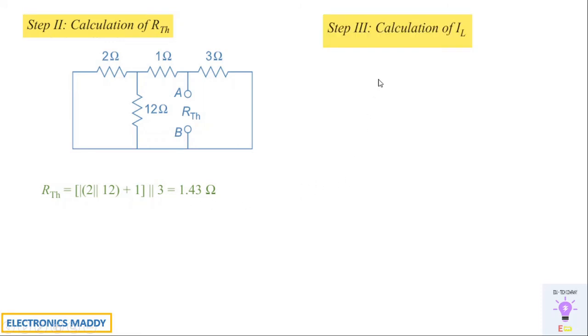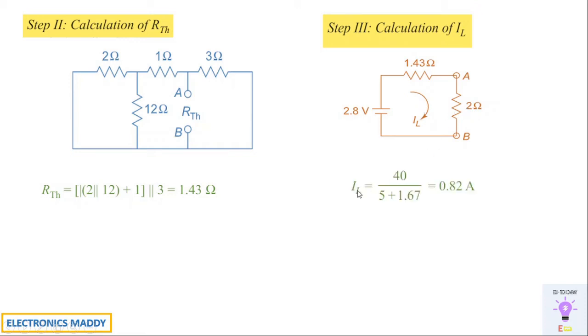Step 3 is to represent the Thevenin's equivalent circuit and calculate the value of IL that is flowing. So VTH is 2.8 volts that we have got, and RTH is equal to 1.43 ohms, and the load resistor RL is equal to 2 ohms in this case. That is what is asked for us, to find the current flowing through the 2 ohm resistor. IL is equal to 4.0 by 5 plus 1.67, that is equal to 0.82 amps is what we are getting. So the current flowing through the 2 ohm resistor is equal to 0.82 amps.